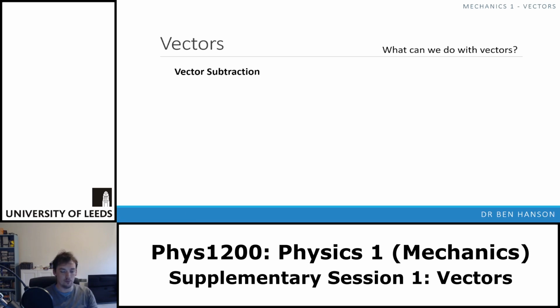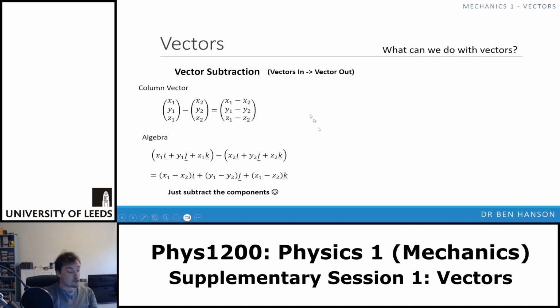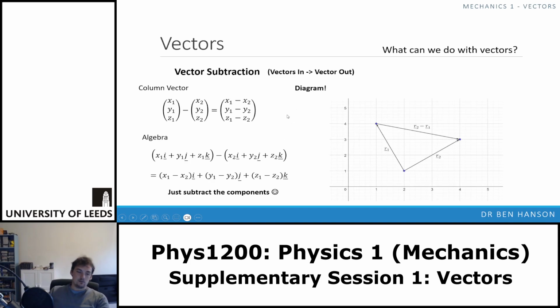Nice. Vector subtraction then, because subtraction is basically just addition. It's the same thing, but framed differently. Same again, vectors in, vectors out. For a column vector, just take the components away from one another. The algebra shows why this is true: x1 minus x2, factor out the i, and you get x1 minus x2 lots of i, y1 minus y2 lots of j. So addition and subtraction are inverse operations, but the rules are very similar. Diagrammatically though, it's a little bit trickier to contemplate what it means to take a vector from another vector.